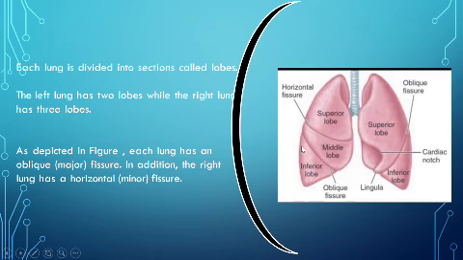See the picture here. Each lung has an oblique major fissure. Both lungs have oblique fissures. In addition, the right lung has a horizontal fissure. So, in the left lung and right lung, we both have oblique fissures, but in the right lung, additionally, there is a horizontal fissure. And the superior lobe and middle lobe are common.